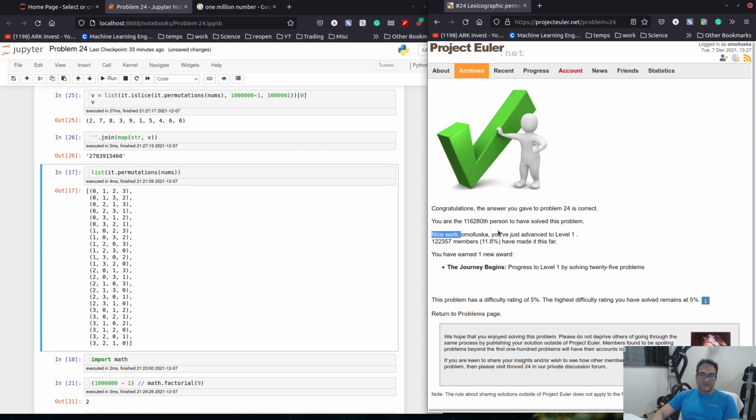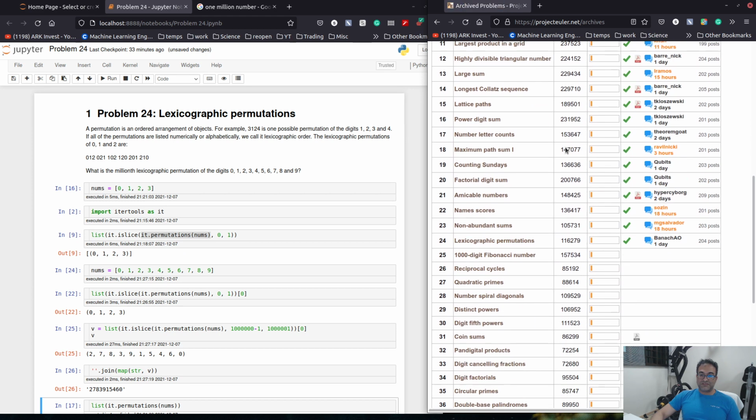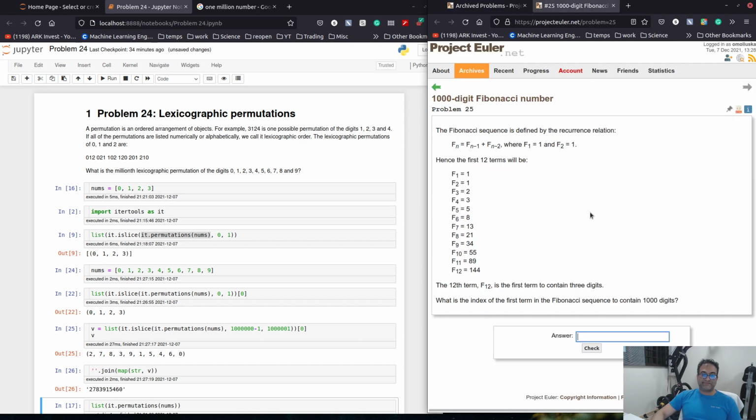You have just advanced to level 1. 11% of the people have made it so far. Okay, it's good to know. Journey begins. Okay, so it was a little bit of a letdown, I guess, that the solution to this in Python is so simple. Let's look at maybe one more problem. If this problem is very simple, we might do one more problem beyond this.